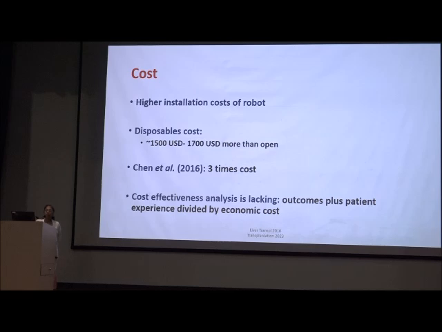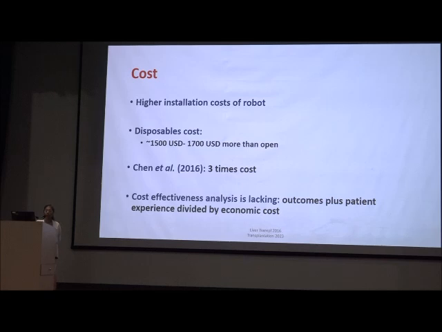Then the next question is of cost. This is the elephant in the room. Everybody knows that the robot is very expensive, the installation costs are huge, and it's not just the installation cost, even the disposable costs immensely. So they add on close to 1500 to 1700 US dollars, which translates to 1.1 to 1.5 lakhs per surgery more compared to open. In fact, Chen et al. found that the cost tripled when they compared robotic right donor hepatectomy to an open live donor hepatectomy.